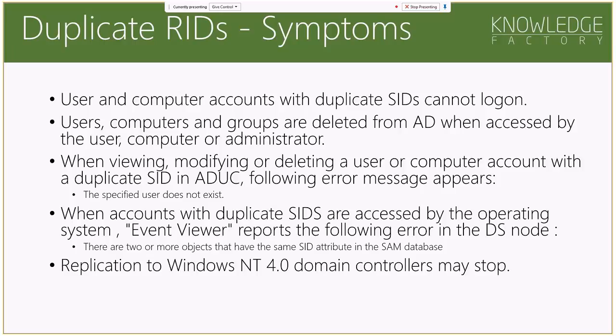But if you have duplicate RIDs, the symptoms that you can read on the screen will occur, like users and computers can't log on, groups and objects will be deleted when accessed, and so on. And you can read all of that on the screen.